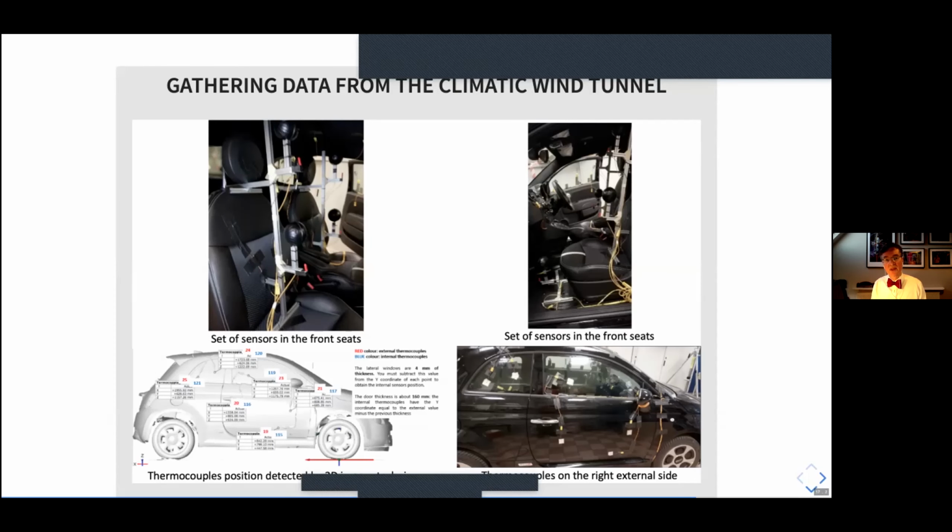So what do we do? Well, the first thing is gather data. Now, how do we get the data? We need to put the car into a climatic wind tunnel. That's an environment where we can flow air over it. We can also change the temperature. And we also need to instrument the cabin, so we know the temperatures and mean radiant temperatures and airflows at all sorts of points within the cabin.